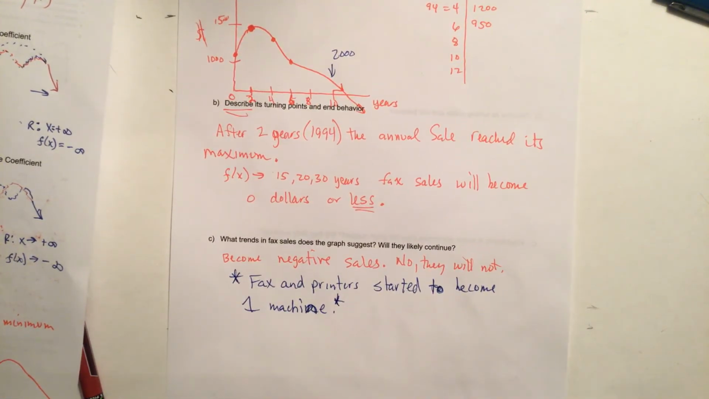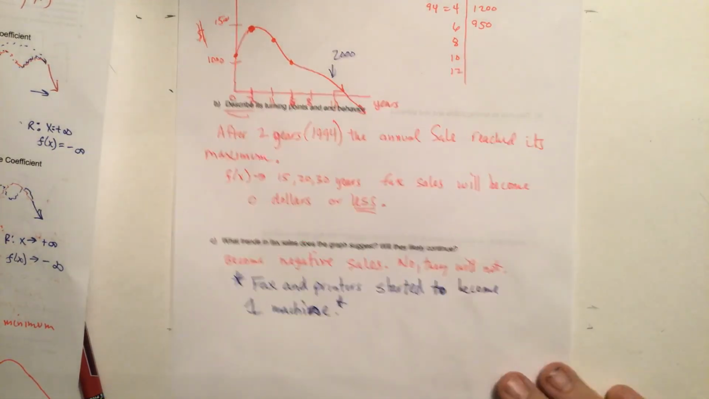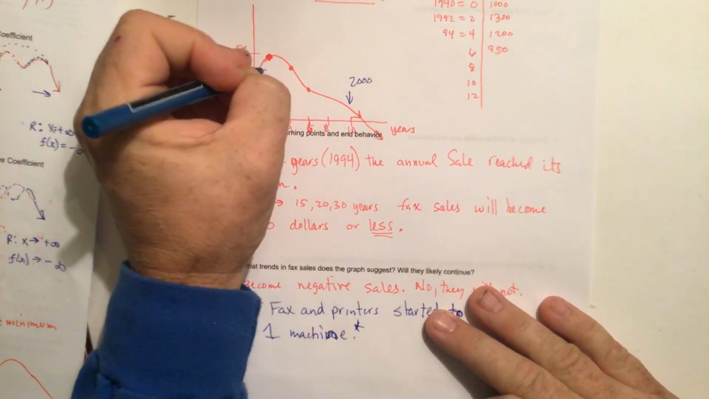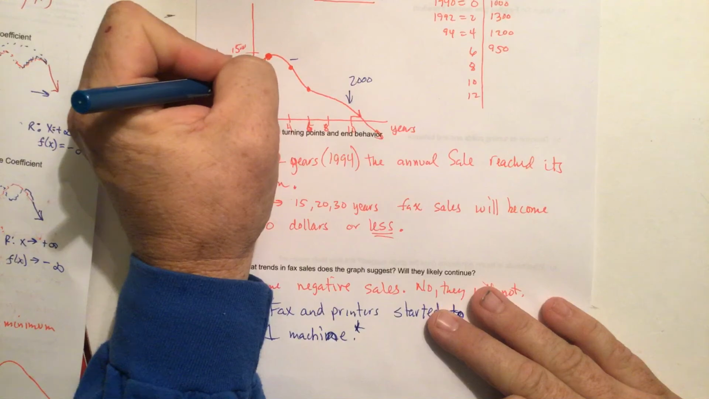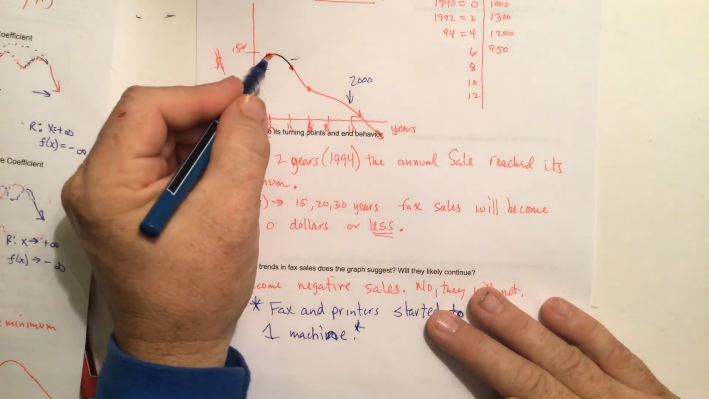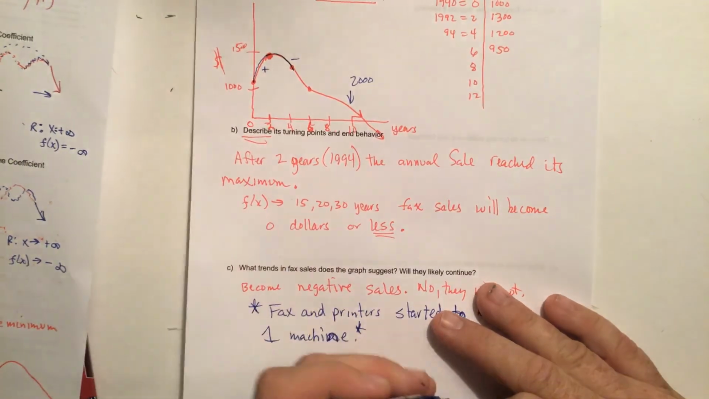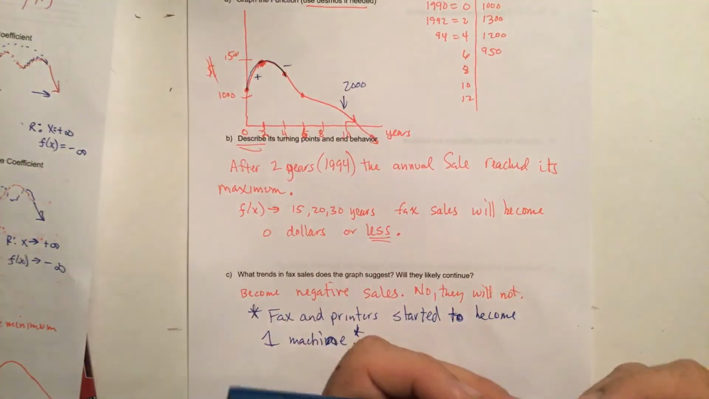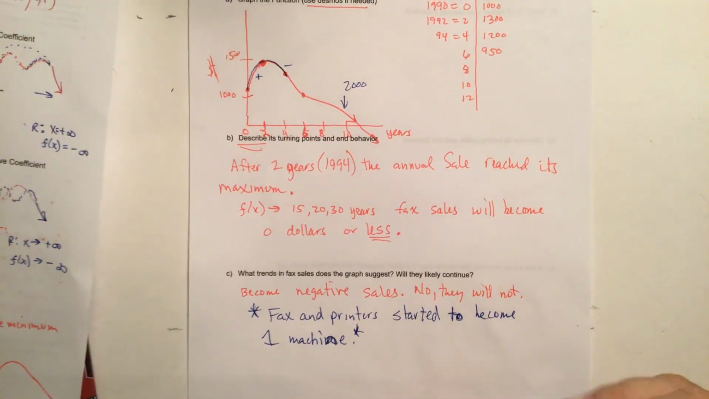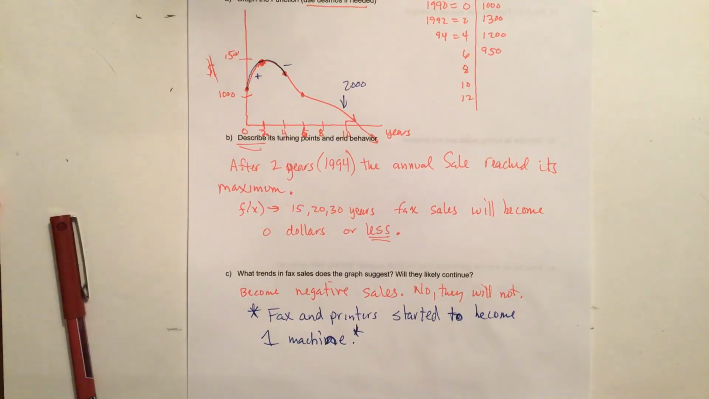All right, so we've got an extra example for you. Since this went from a positive to a negative, you know that this is a maximum. What does that maximum mean? It means that the annual sales reached their maximum point in millions of dollars, and it's steadily declined since then until pretty much fax machines themselves are obsolete. That's an extra example for you.